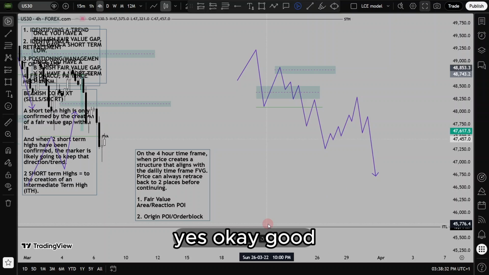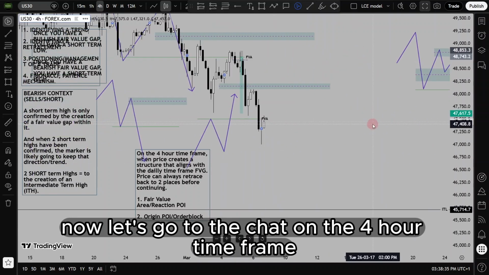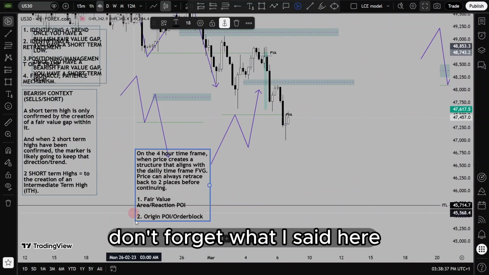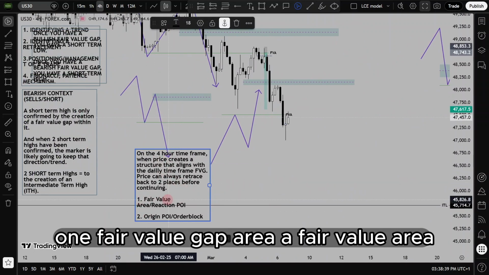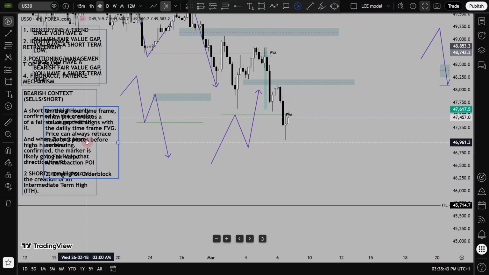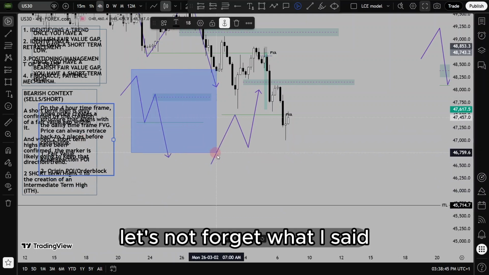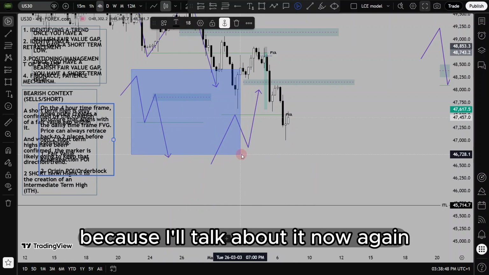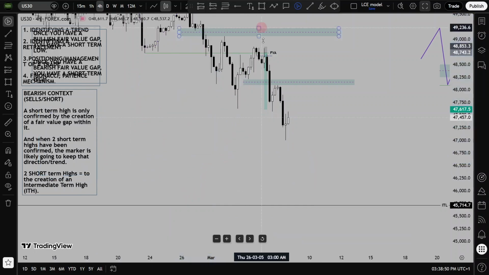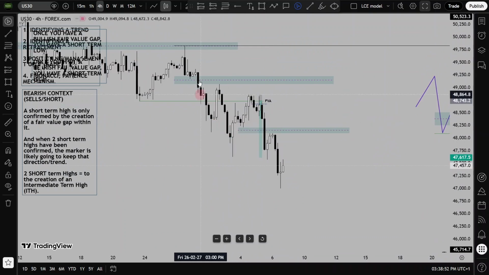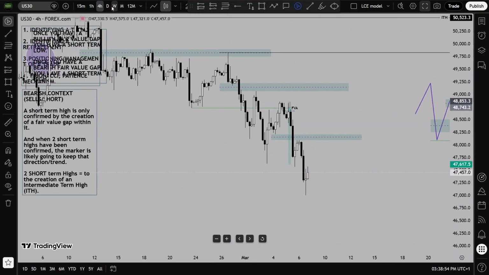Okay, good. Now let's go to the chart on the 4 hour time frame. Don't forget what I said here. One, fair value gap area, fair value area. Second, reaction POI. Let's not forget what I said here, because I'll talk about it now. Okay, good. Now let me recap.